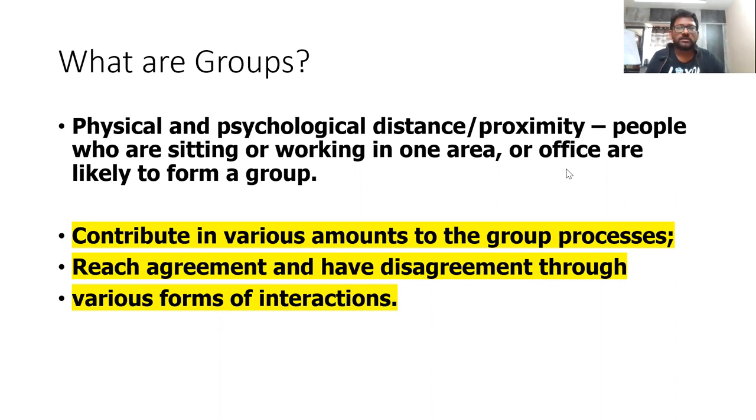A group can exist in any organization if its members are motivated to join and they contribute in various amounts to the group processes. They reach an agreement, and even disagreement, through various forms of interaction. Put simply, physical and psychological proximity matters: people who are sitting or working in one area or office are likely to form a group. And they contribute in various amounts to the group processes, by agreement or disagreement, through constant interactions.